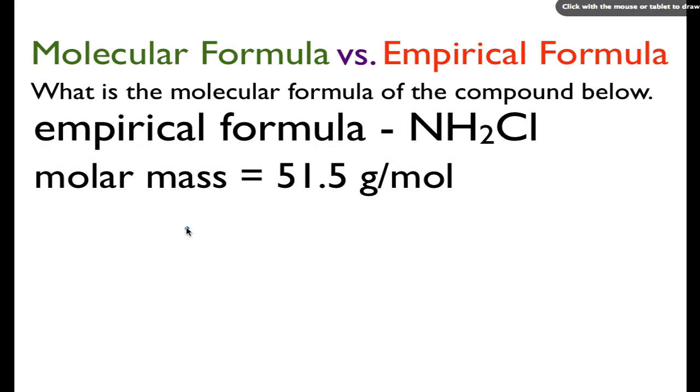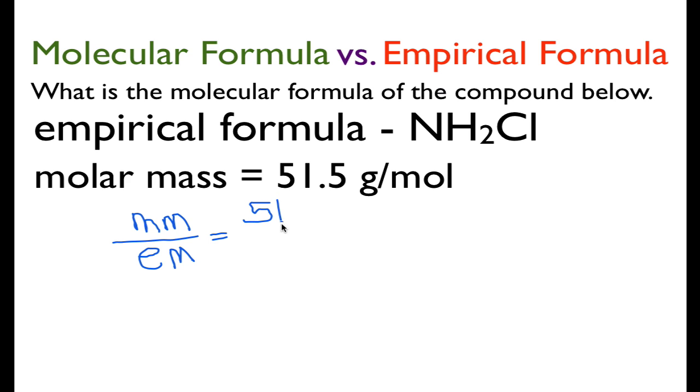Okay, now we have the same thing. We want to know the molecular formula. We have the empirical formula, NH2Cl, and we've been given the molar mass. We need to remember that's the mass for the molecular formula. So I'm going to put down M for molar mass, molecular formula, and I'm going to compare that to my empirical mass. And this is 51.5 grams per mole. I'm going to divide that by the empirical mass.